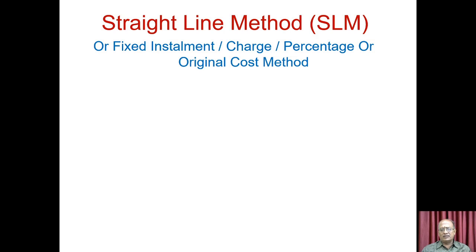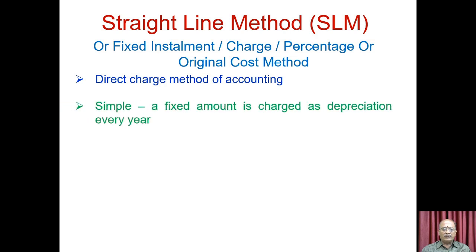or original cost method. Mainly because the depreciation is calculated on the original cost of the asset, it is called the original cost method. So this method of accounting is the direct charge method, that is, the depreciation is directly charged to the asset account and the asset account balance is continuously reducing year by year according to depreciation. So here the fixed amount is charged as depreciation every year.